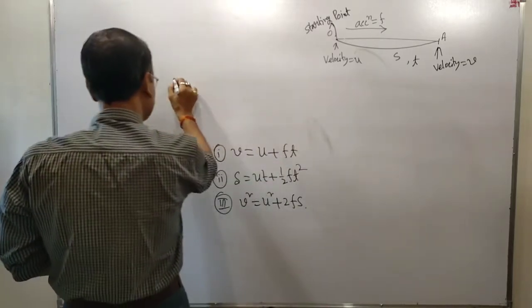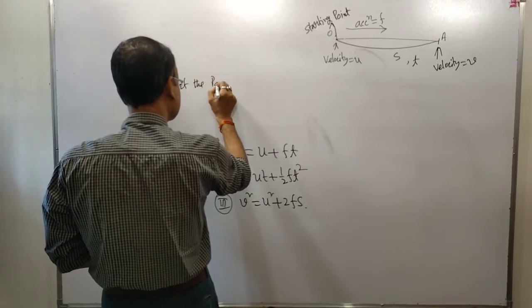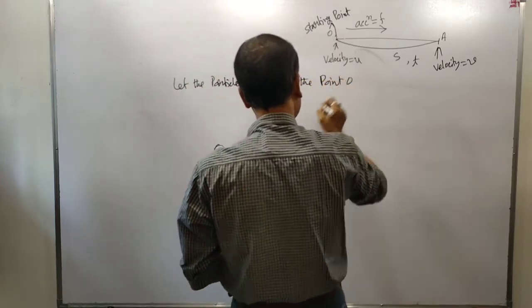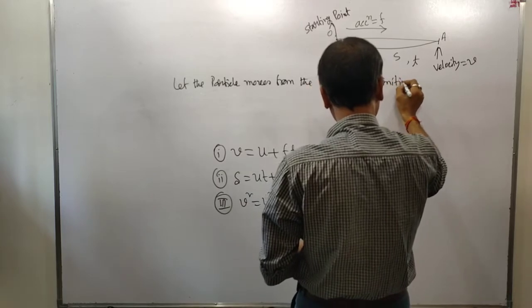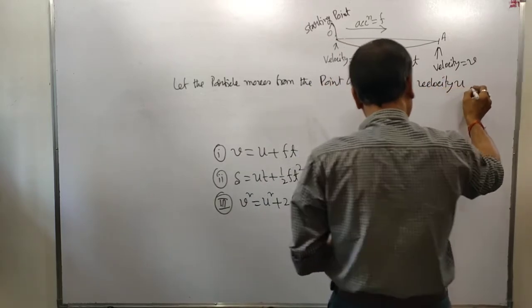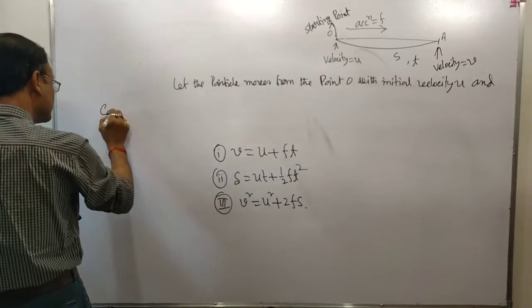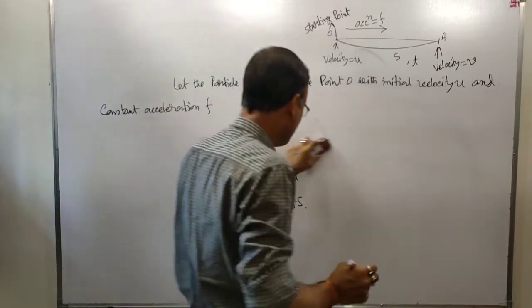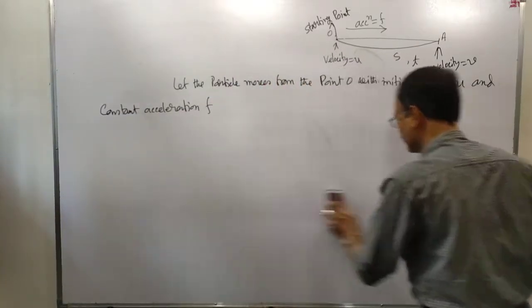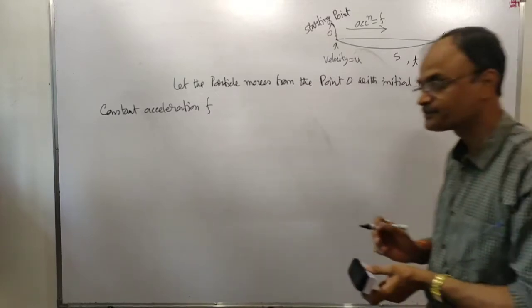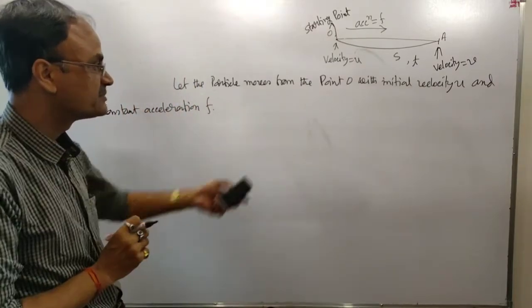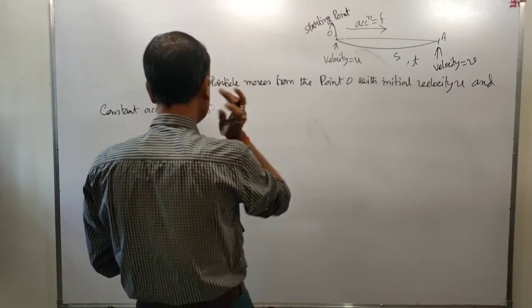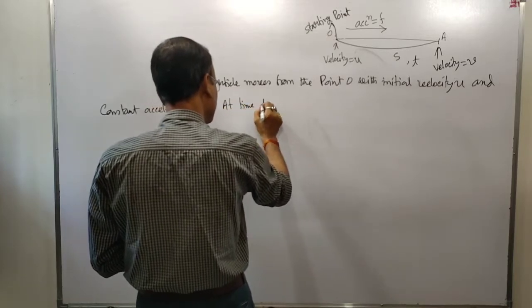Let the particle move from the point O with initial velocity u and constant acceleration f. At time t, it travels a distance s.